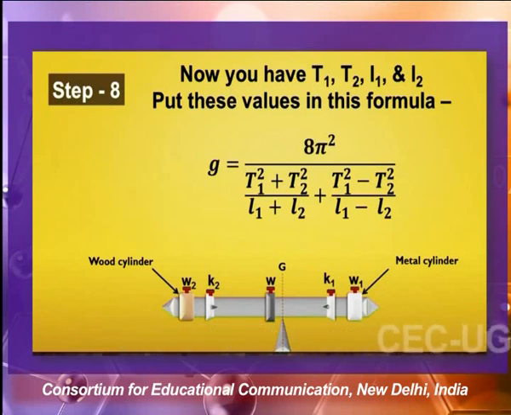Small g equals 8 pi square divided by [(T1 square plus T2 square) over (L1 plus L2) plus (T1 square minus T2 square) over (L1 minus L2)]. So here are the steps.